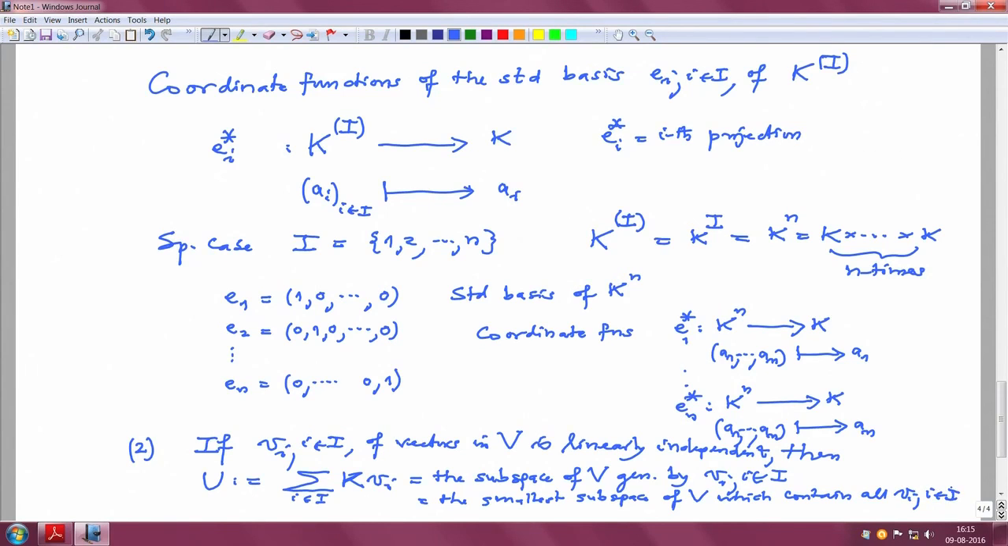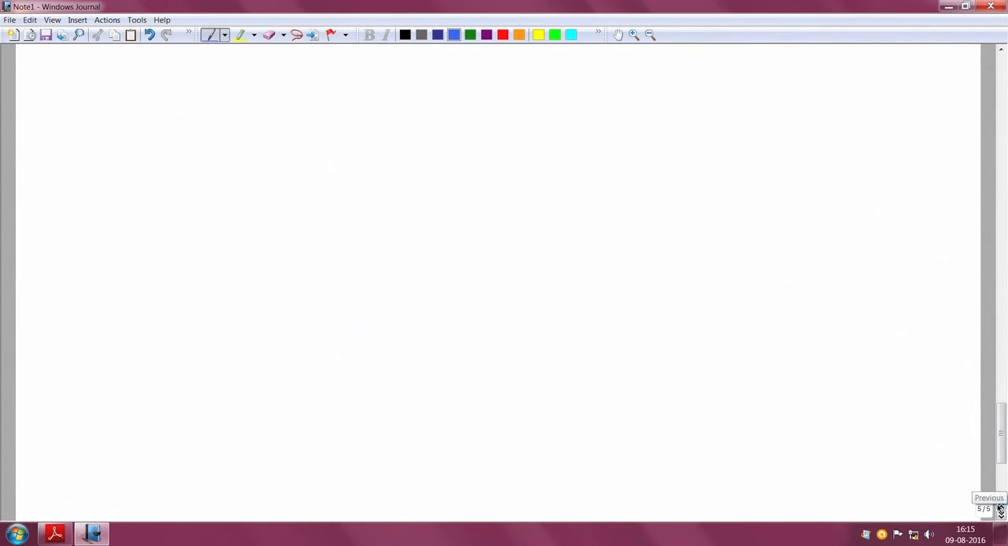And we have seen in an earlier lecture that such a subspace has a nice description, that every element of that subspace is a linear combination of Vi's. So definitely now we can say that this Vi, i in I, is a basis of U over K, because by definition U is generated by Vi's, and to start with Vi's are a linearly independent family. So this is a basis of U.